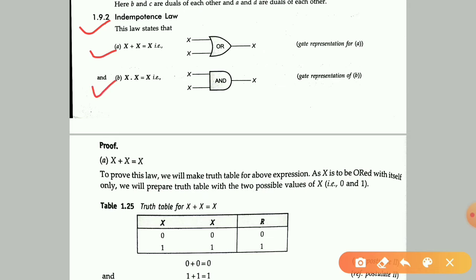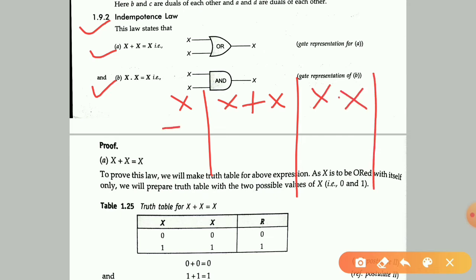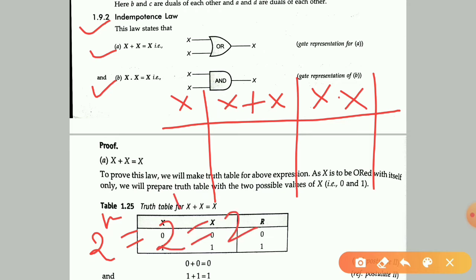If we see with the help of a truth table, this is x, and we have to find x plus x, and second we have to find x dot x. I already told you the number of input combinations will be 2 to the power n. So here how many inputs are there? Only one input. So 2 to the power 1 equals 2. So only 0 and 1 will be there.